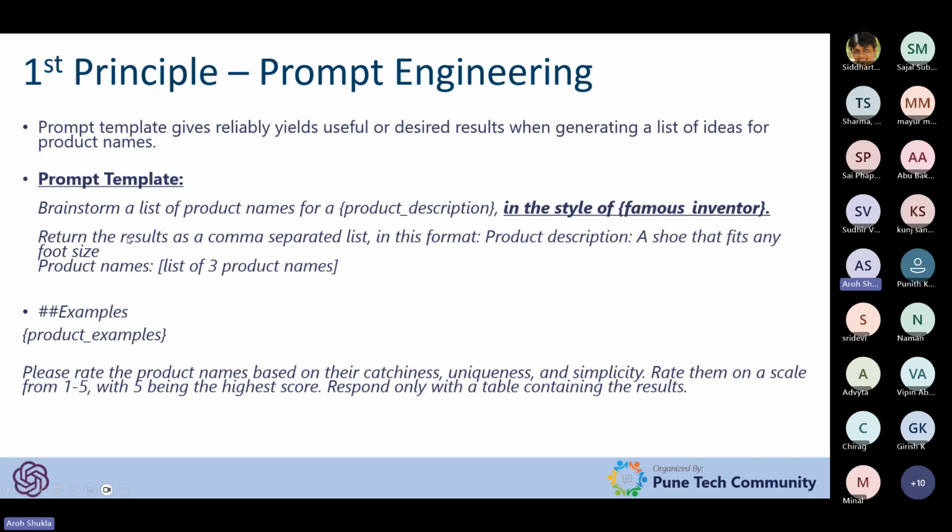But this will give you the best value, because in all 5 principles I will focus on why I'm working on this template. This is the template I'm talking about. We discussed the template just previously, so focus on the template and we'll make it work for you. So brainstorm a list of products for this name, return the result comma separated in the format, and then you get the value. So in my first principle, my style is the famous inventor or any object.